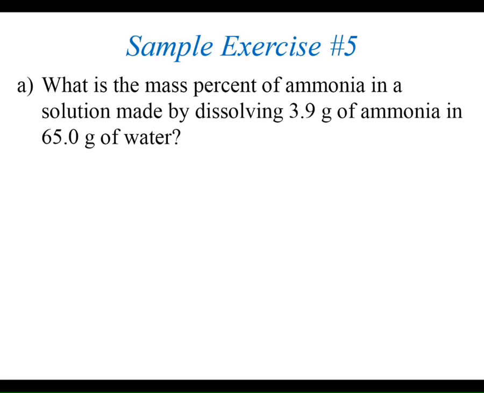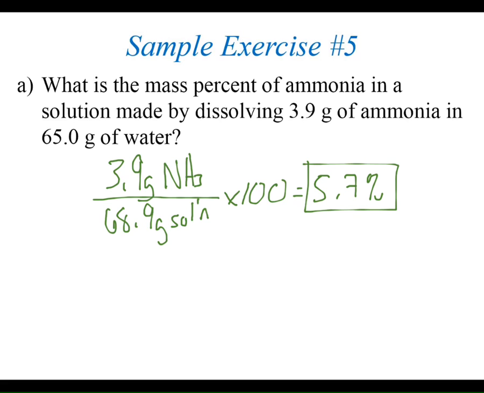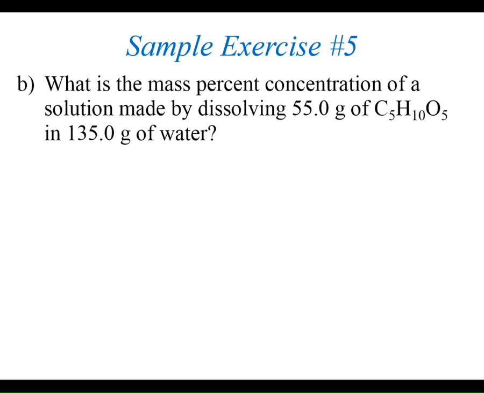Okay, 3.9 grams on top of ammonia. Ammonia is NH3, by the way. Over the total, which is 68.9 grams of the solution, right? Times 100, so what'd you get? 5.7%. There you go. So that's the percentage of ammonia in that solution. Okay? Okay, I'm gonna skip that one.